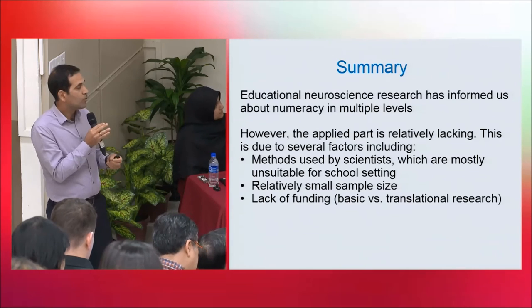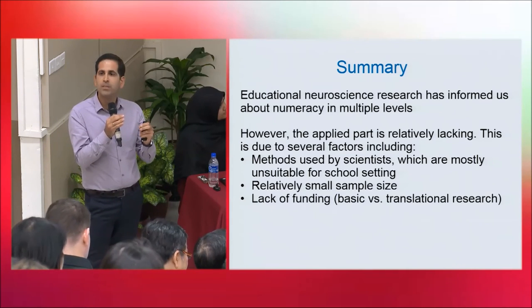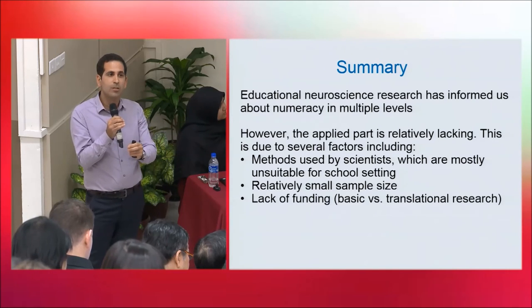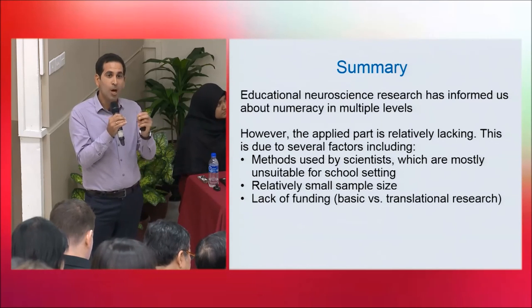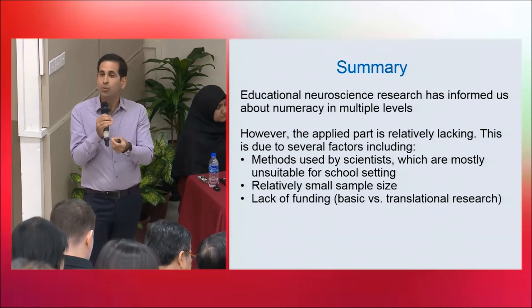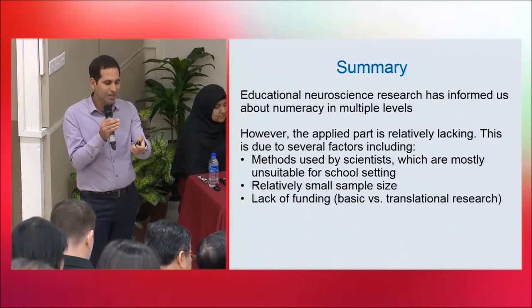The other issue is lack of funding, or relative lack of funding. There is much more emphasis from neuroscience on basic research, less on translation, while I would say it's probably the other way around when it comes to education. However, neuroscience work is usually more expensive than education work. So I think there are walls that each one can run into.